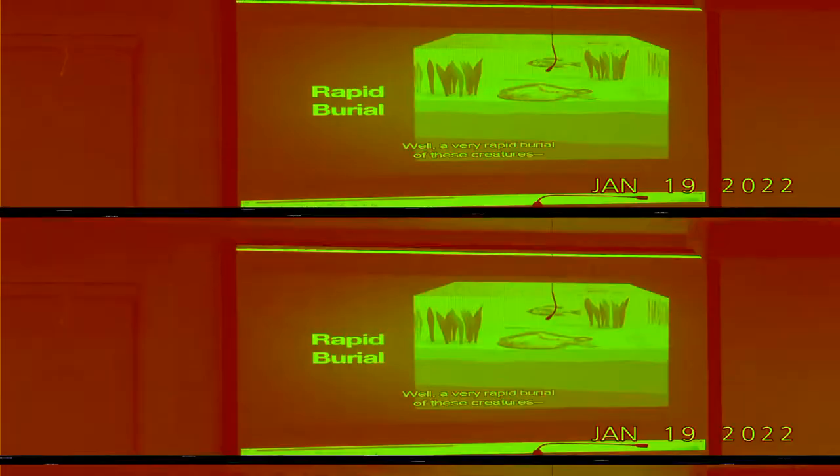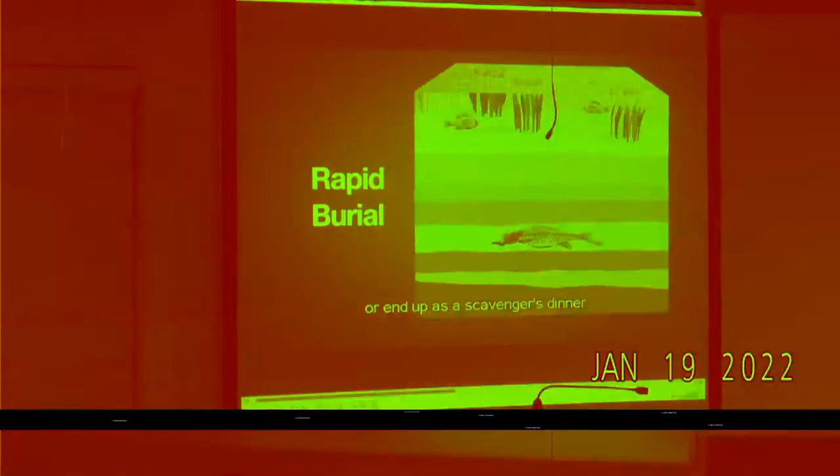Let me present Exhibit A, diversity. The evidence indicates a tremendous diversity of life. Thousands upon thousands of examples of fossils, all preserved with few, if any, signs of decay. How could this happen? Dead animals don't usually turn into fossils. So what forces could have created such near perfect preservation? Well, a very rapid burial of these creatures, so rapid that they don't even have time to decay or end up as a scavenger's dinner. When we look at the evidence, what else do we discover?